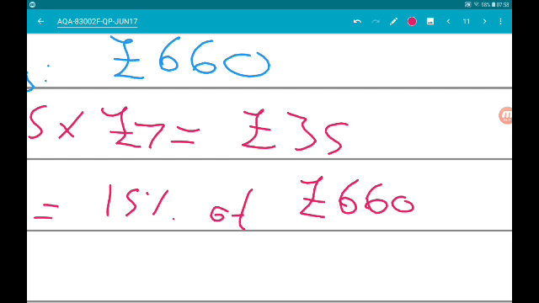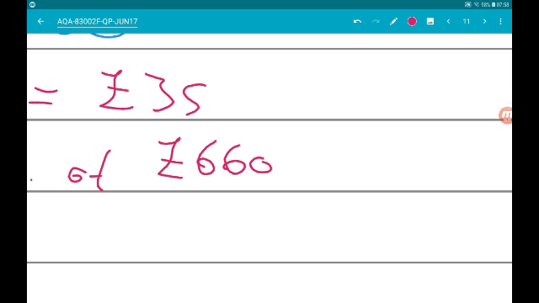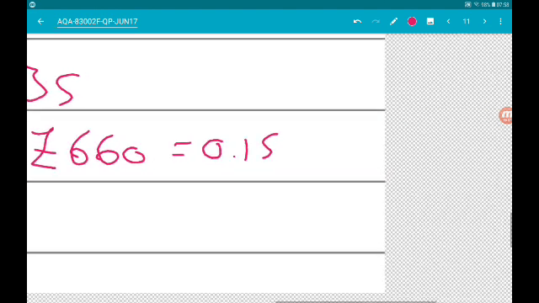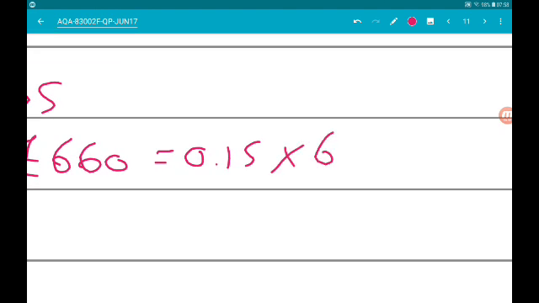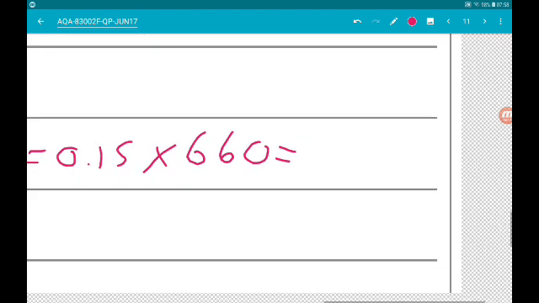Now to do that on a calculator, you can either put in 15 and then the percent, which is on the left bracket. You need to press shift and then that button. So put in 15% times 660, or you can also do 0.15 times 660, and that's going to give us £99.